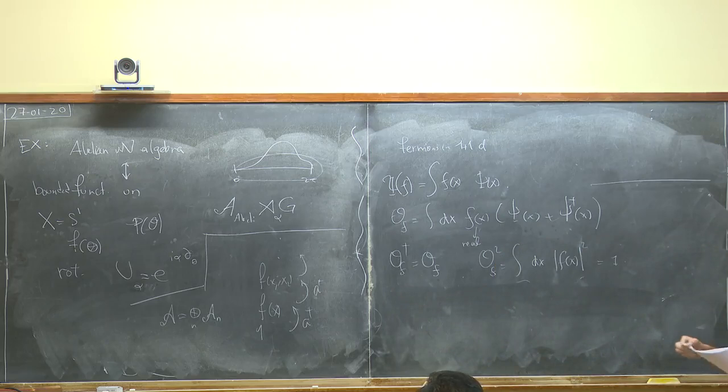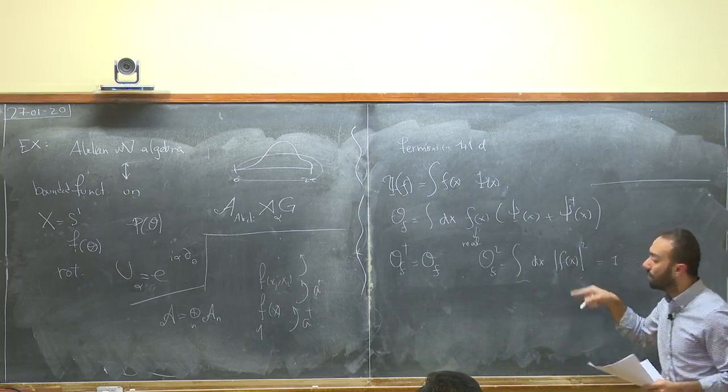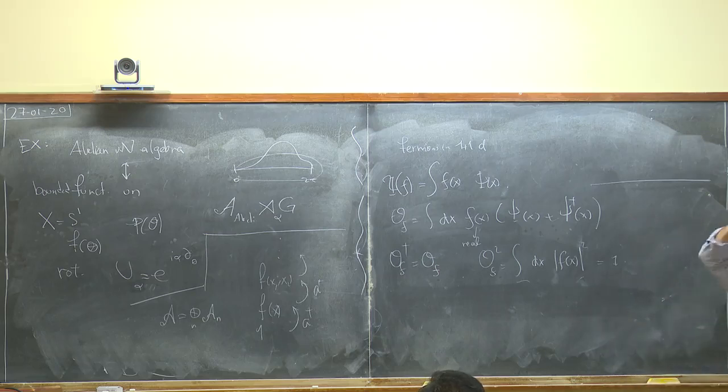To get the projection operator, you have to pick things that are like step functions, or functions that are supported on a region, that are 0 outside of the region and 1 on the region.